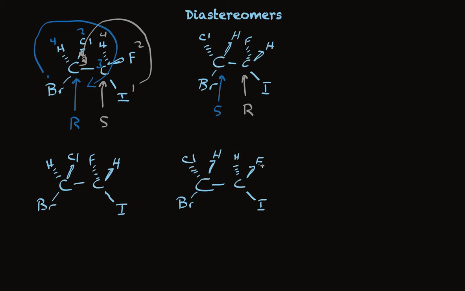And to assign these absolute configurations, R or S, we'll use the same conventions, do the same kind of thing, and we'll see that this one is the same as up there, R. And this one is reversed, like it is up above. That's S. Nothing different so far.